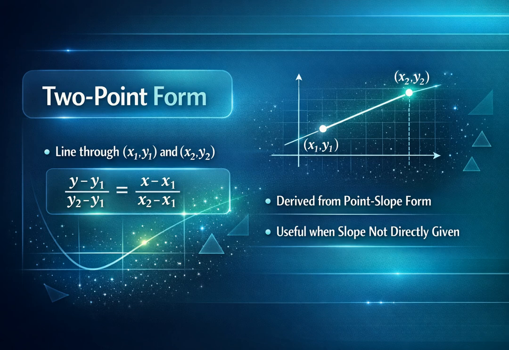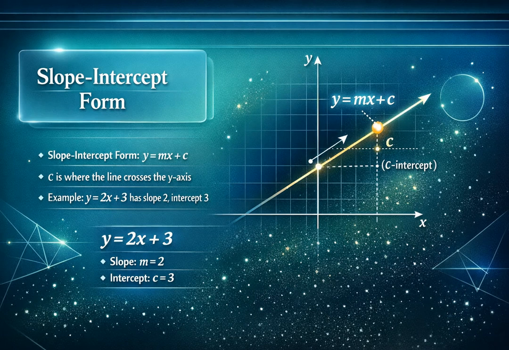If a line passes through x1, y1 and x2, y2, the equation is (y minus y1) over (y2 minus y1) equals (x minus x1) over (x2 minus x1). This comes directly from the slope formula and point-slope form. The slope-intercept form is y equals mx plus c, where m is the slope and c is the y-intercept.